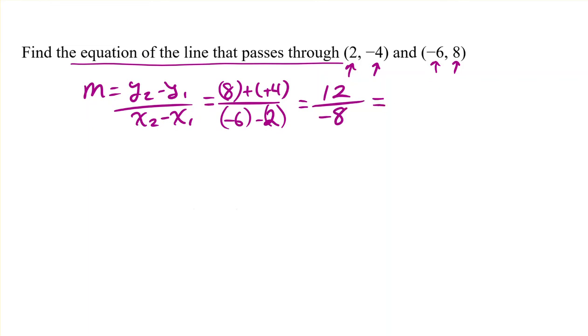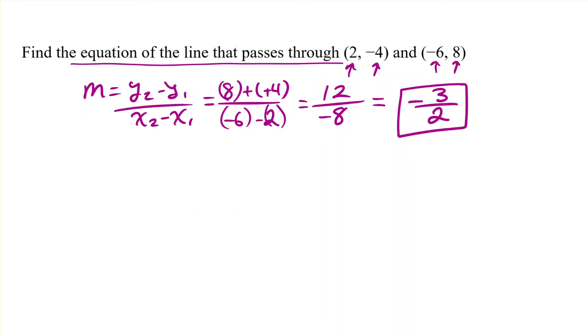So 12 over negative 8 reduces to negative 3 over 2. Had a brain fart there. 12 over negative 8 isn't the same thing as negative 3 over 2.